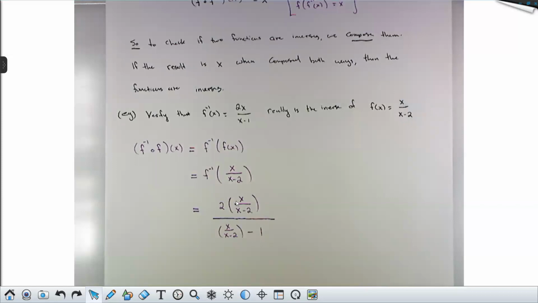All right, remember we've just plugged in here. Oh, sorry, let me do this right. Yeah, sorry. Can I cancel the x's in this? This is the one we're asking about. No, because x is not a factor of the bottom, right? Here, I've got x over x minus 2 minus 1. This expression is not a factor of the bottom, so I cannot cancel it.